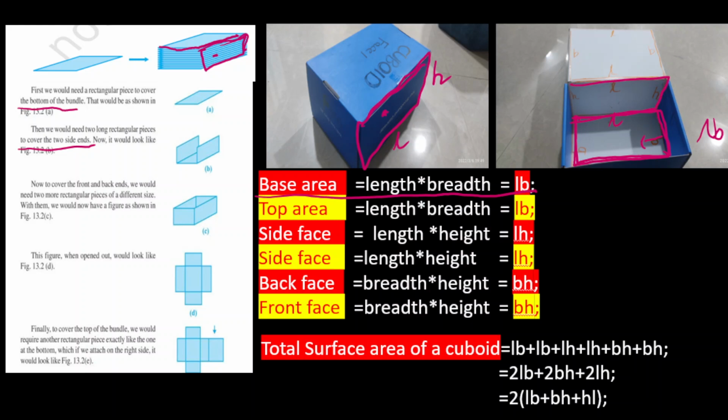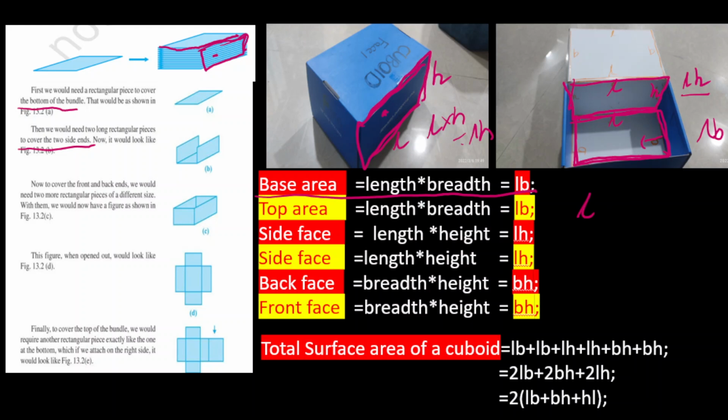This is the one more side end of the cuboidal box, and we know that these two side ends are of similar measurement, so the area of this rectangular piece becomes L into H, that is equal to LH. And the other side end also has length and height, so the area of this rectangular piece also becomes LH.